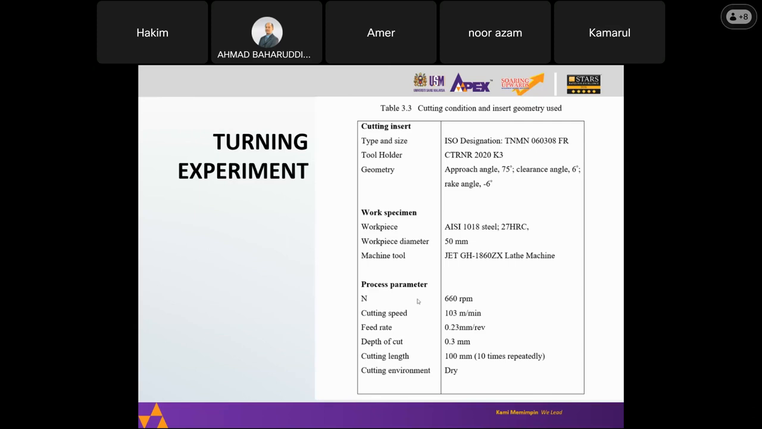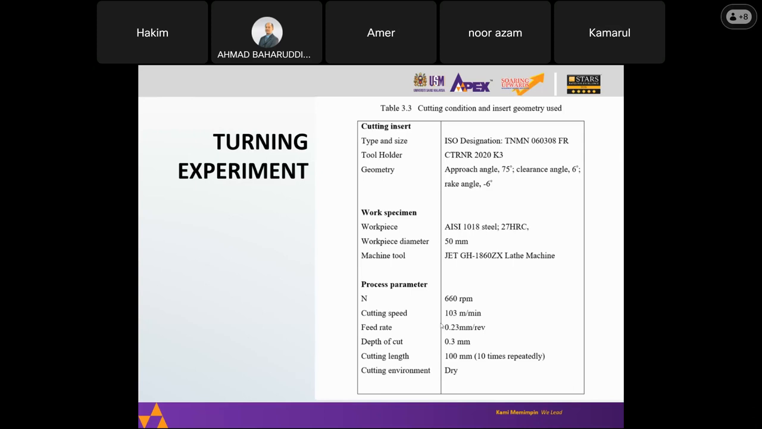Then process parameters: cutting speed 60 RPM, equivalent to 103 meters per minute. The feed rate will be 0.23, depth of cut 0.3, cutting length will be 100 mm. But to make the appearance of the wear more obvious, this machining will be repeated 10 times. Okay, 100 mm and run 10 times.